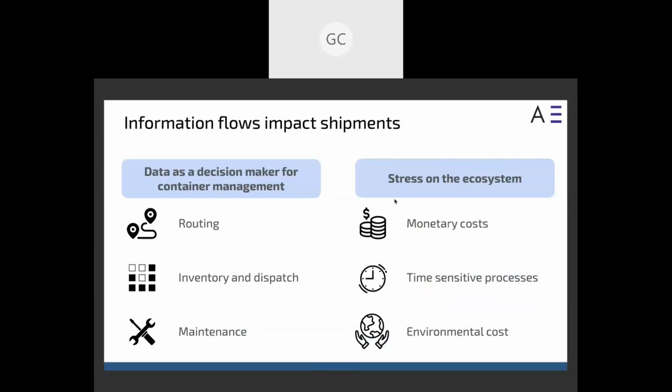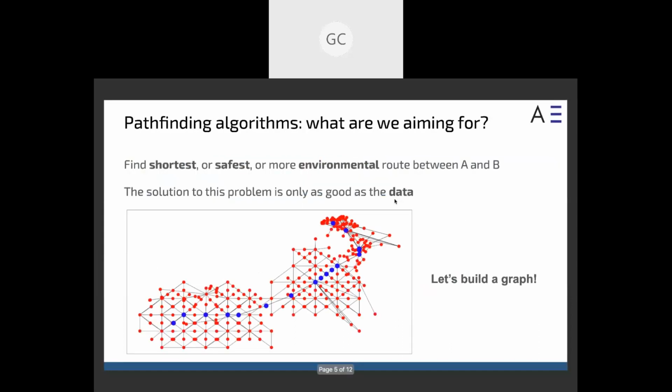From a business perspective, the information flow, so that the data, could impact our shipment. First of all, because the data itself can act as a decision maker for container management, and also because the data would allow us to release a bit of stress on the ecosystem. The example that we will bring in this presentation is focused on the routing problem.